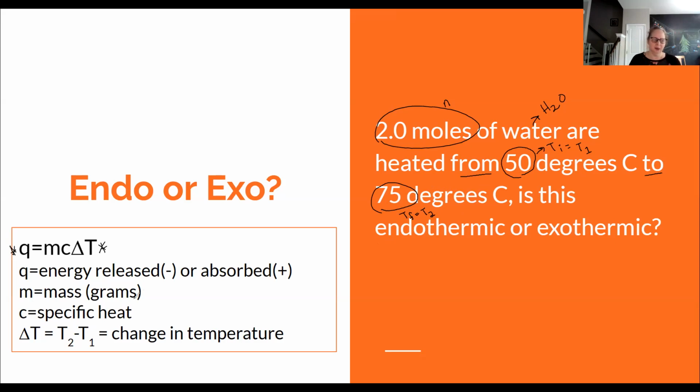So we need to figure out how much energy was actually there. Okay, if the energy is released and we get a negative, then it is exo. If the energy was absorbed in that phase change, then it is endo. Right? So let me see what values do I have. I'm going to solve for Q. I need a mass. I don't have a mass. I'm going to come back. C is the specific heat. It doesn't give me a number, but I know that the specific heat of water is 4.184 joules per gram degree C. So I have a specific heat. Change in temperature: I have 2 temperatures, so I can find that answer. 75 minus 50.